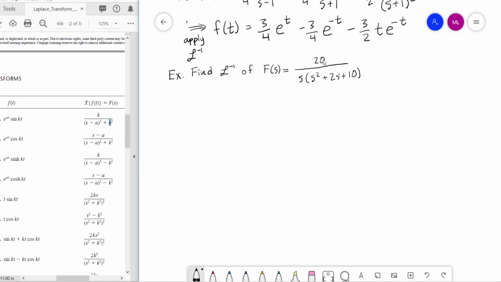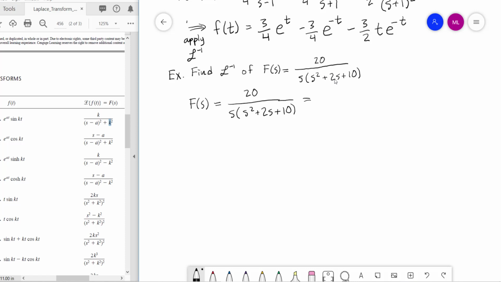So our goal is just to algebraically tear this thing apart using our partial fractions rules. In this case, my F of s term is 20 over s times s squared plus 2s plus 10. Our goal is to factor the term in the parentheses. If you try to factor this using the quadratic formula, you'll find out that it does indeed have complex roots. This is one that we need to complete the square on.